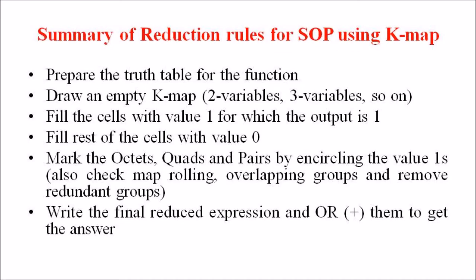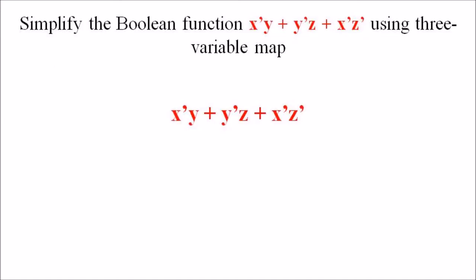So my dear students, in the last 4 set of lectures we had discussed different examples for SOP reduction using 3 variable K-maps. In this lecture we are discussing another example. Our question is, simplify the Boolean function x' y + y' z + x' z' using 3 variable K-maps. So here we have the variables themselves.